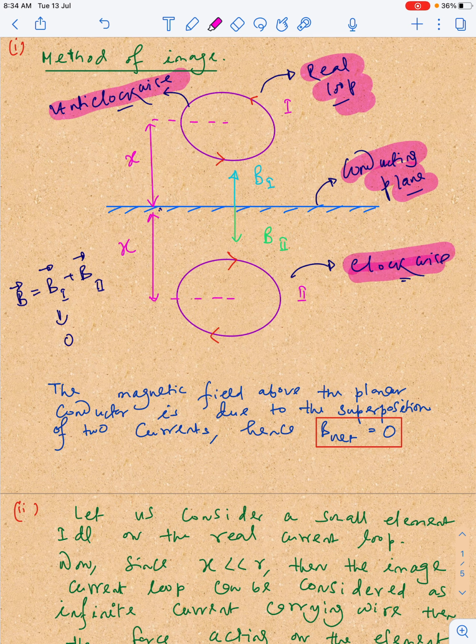Now, if we apply the right hand thumb rule for the real loop, you will see that the magnetic field is in the upward direction of magnitude Bi, correct? And similarly, for the image loop, the magnetic field will be in the downward direction with the same value Bi, because the distance x and current magnitude remain the same with the same radius. So if I apply superposition on this boundary, each B1 will cancel B2. It means that on the conducting plane, the net magnetic field will be equal to 0. So that's the answer of the first question.